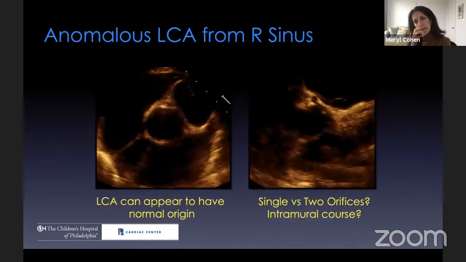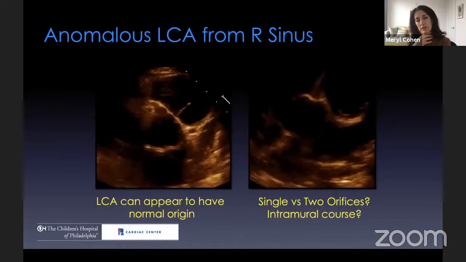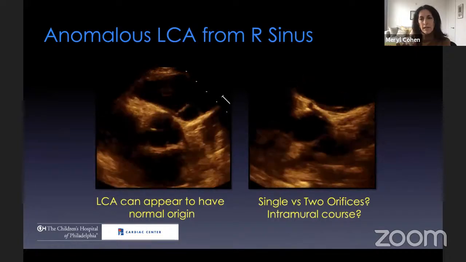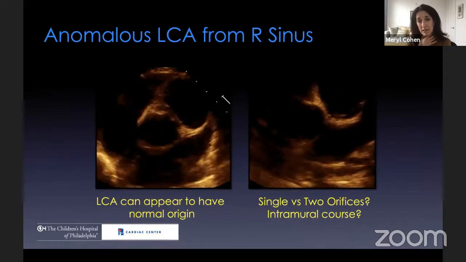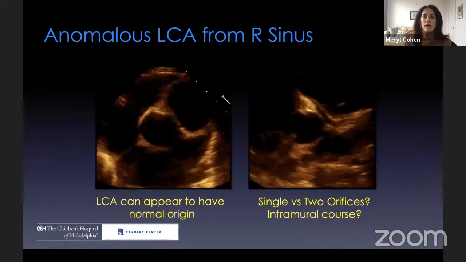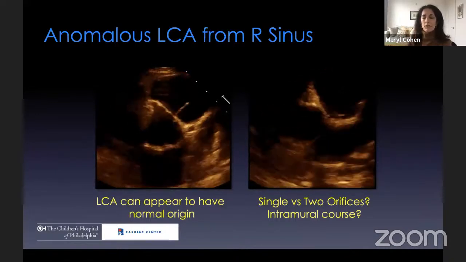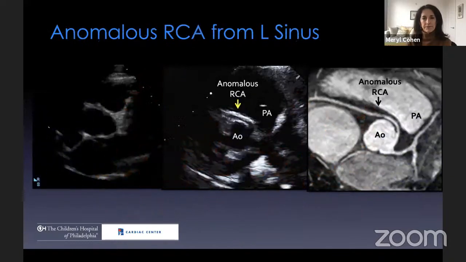I will tell you that I think it's very challenging for us to tell if there's a single or two orifices of these coronary arteries. And I also cannot tell you from these echoes. I can tell you that there's an interarterial course, of course, but I cannot tell you if it is intramural.